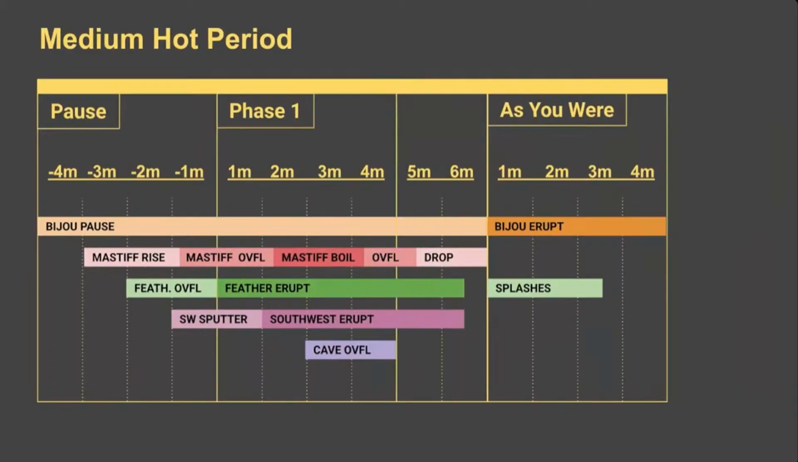Or things could progress really, really slowly. And if all the stages spread out longer, it could even stretch out to 6 or 7 minutes and still be a medium hot period. The key is that Mastiff isn't boiling much past that 4 minute mark into Feather, and then it drops without boiling anymore.